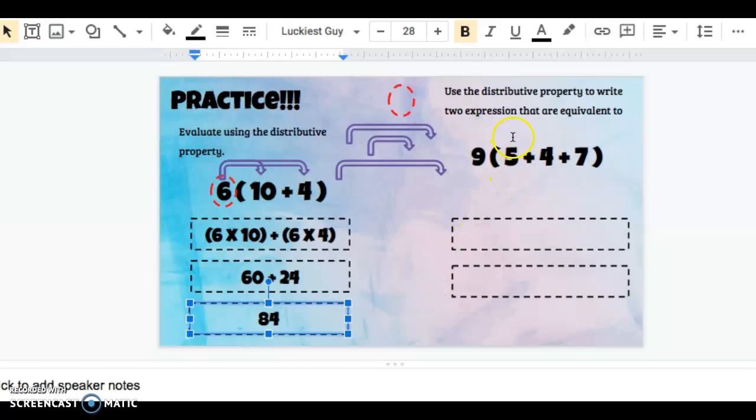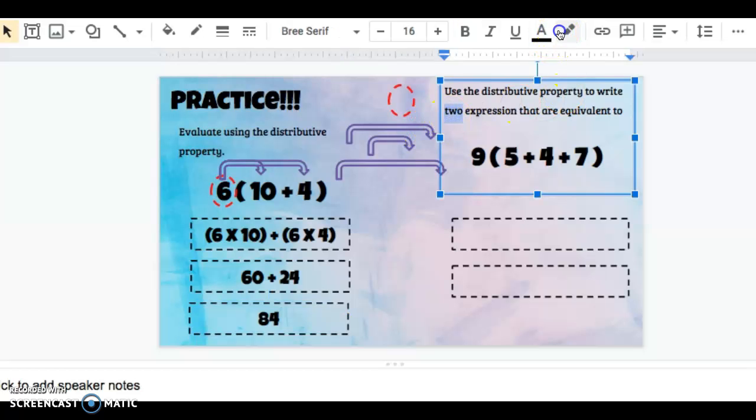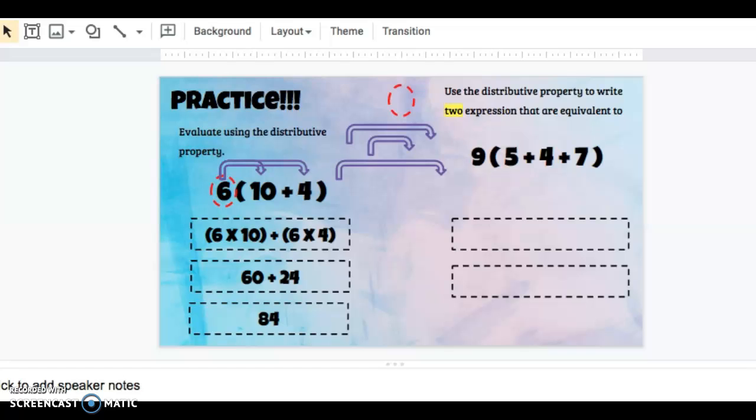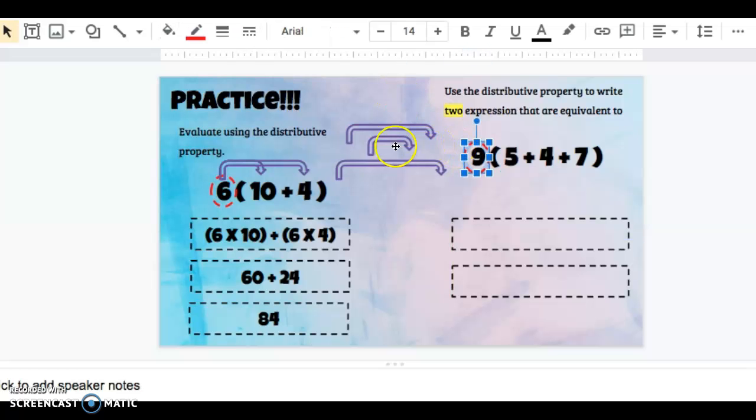All right, so let's look at the next one. So sometimes you may be asked, using the distributive property, to write 2 expressions. So they're not necessarily asking you to solve it completely, they're just asking you to give them 2 expressions that are equal to it, or equivalent. Okay, so if you're looking for them equivalent, remember that means equal, and that you know that 9 is the house that they're going to, so you circle it.